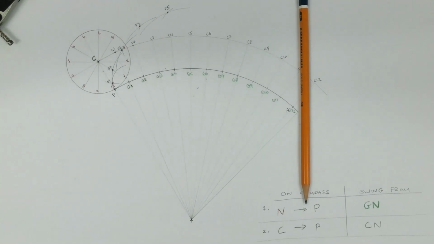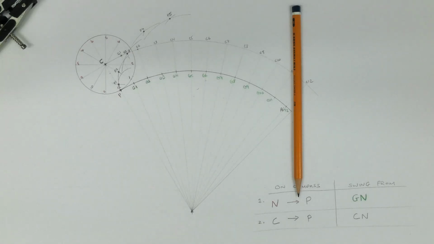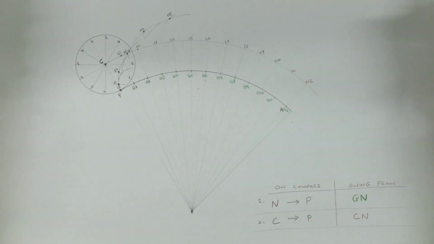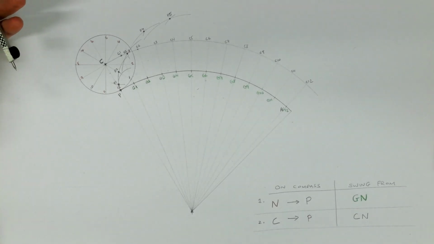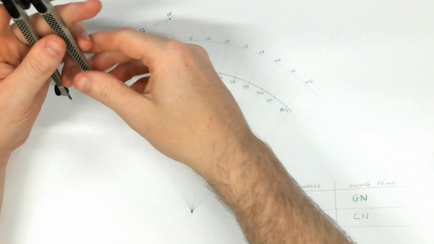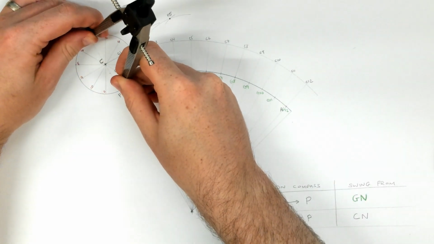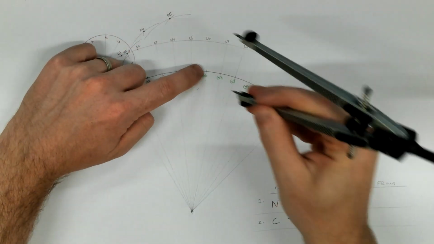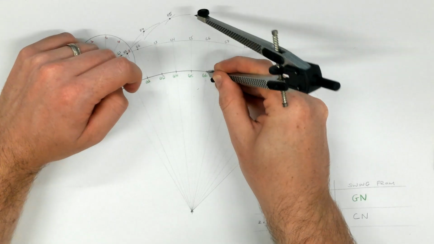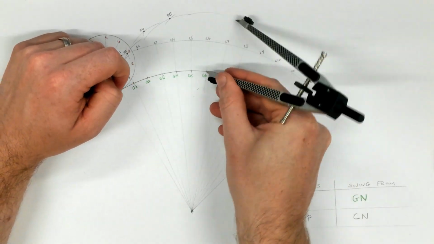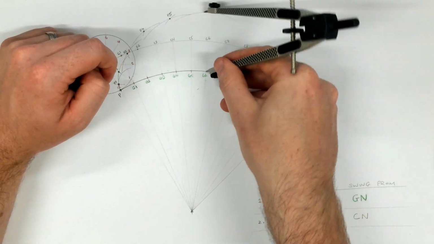Okay, so I'm up as far as 0.5 here now. So I'm going to do 0.6. Now, the problem people get with doing 0.6 is, I'll show you here. So when you take from point P to 0.6 and you swing it from C or G6, okay, so you swing your arc like so.